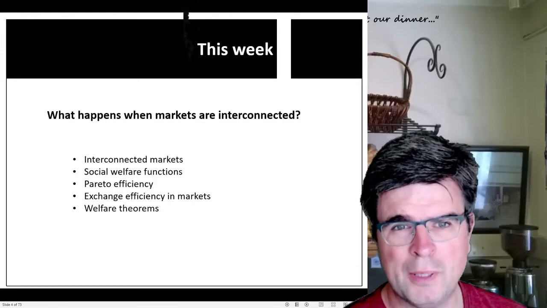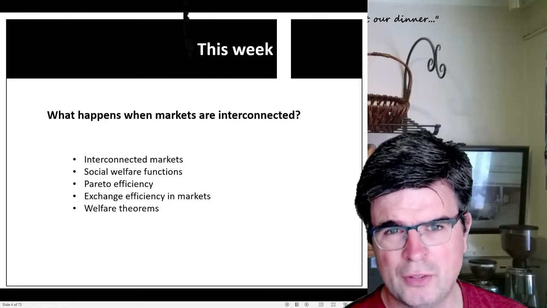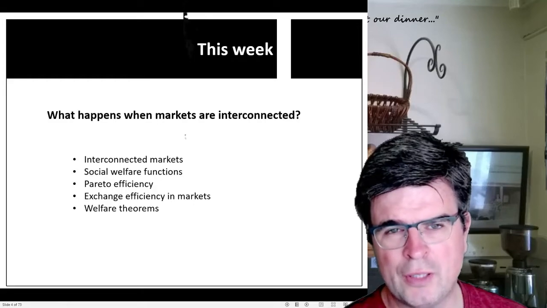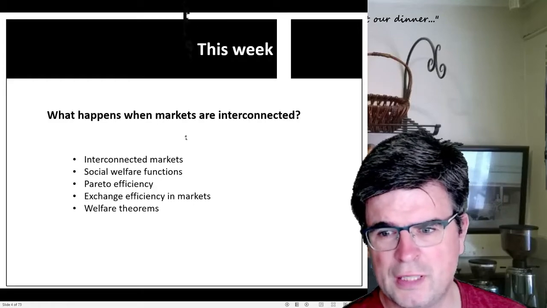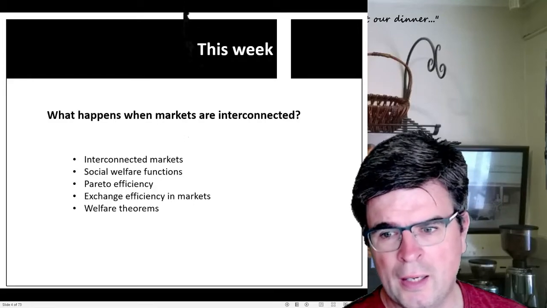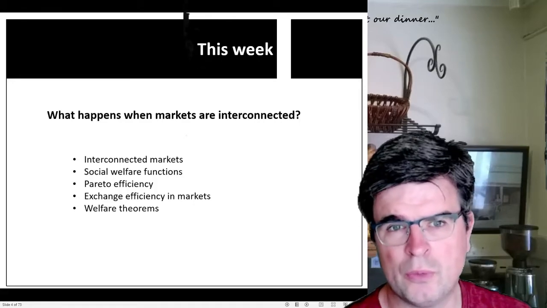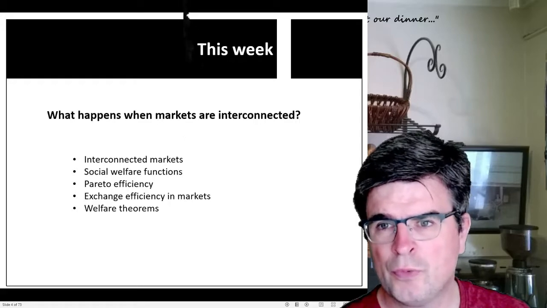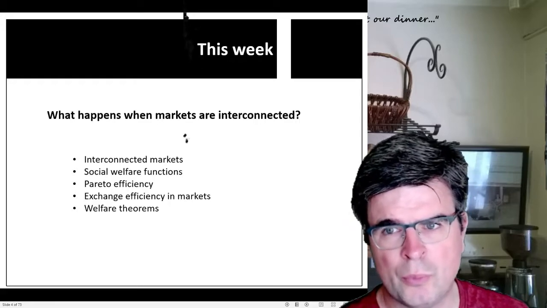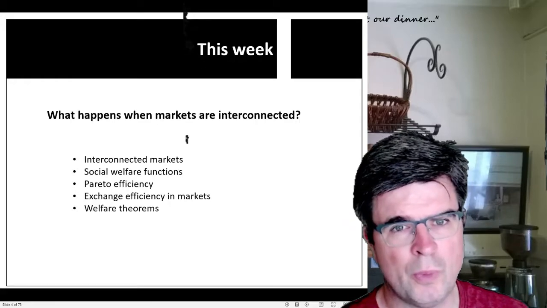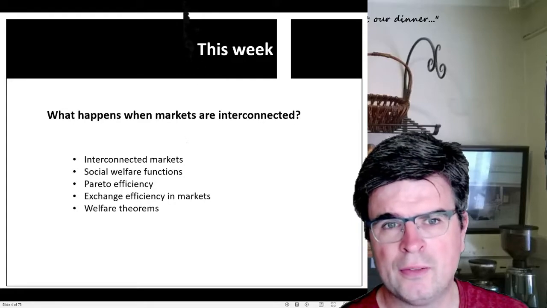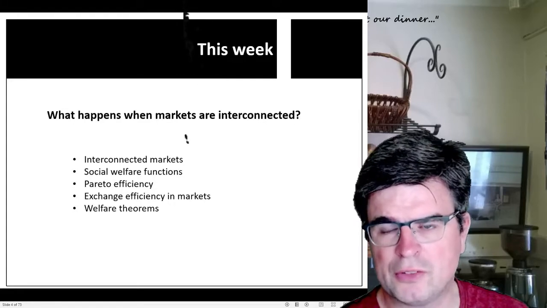When can we claim that a market operates efficiently, and what measure do we have and use to measure efficiency? And we're going to look at exchange efficiency in markets, and we're going to discuss two fundamental theorems of welfare. So, what is their meaning and what are their implications?